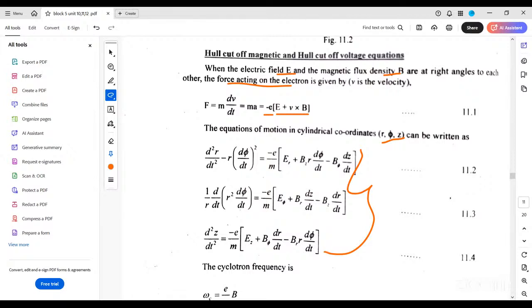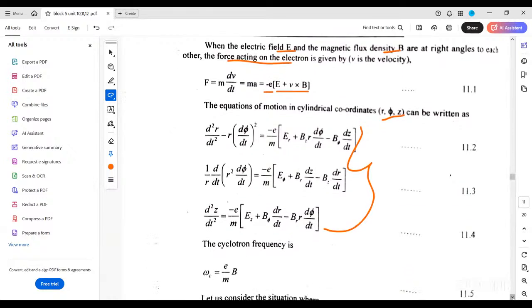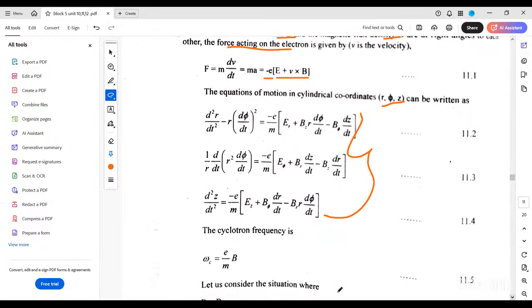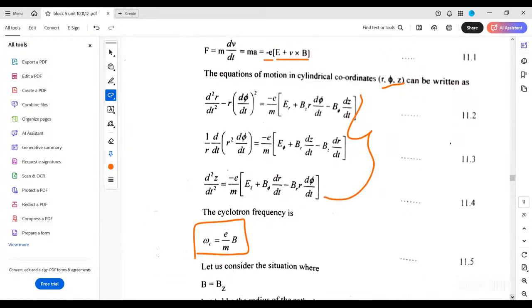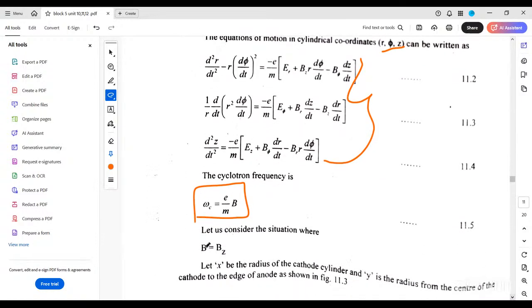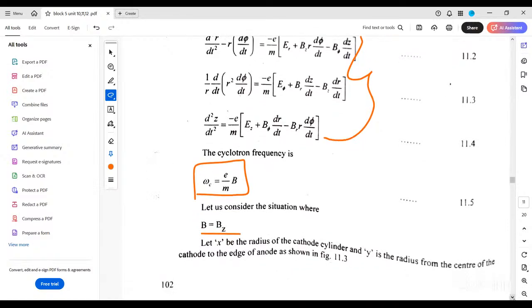Next, what is the frequency value? Omega equals 2 pi f in general. Here the angular frequency omega c is written: omega c equals E by M times B. Here I am considering the field as Bz. Based on these points, we will see the derivation as the next step.